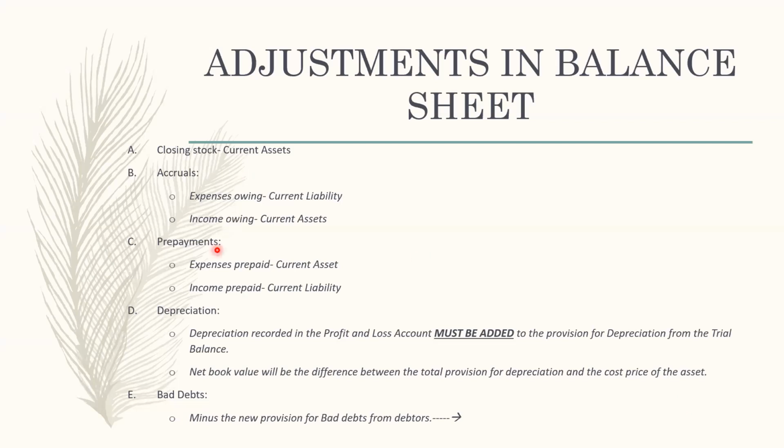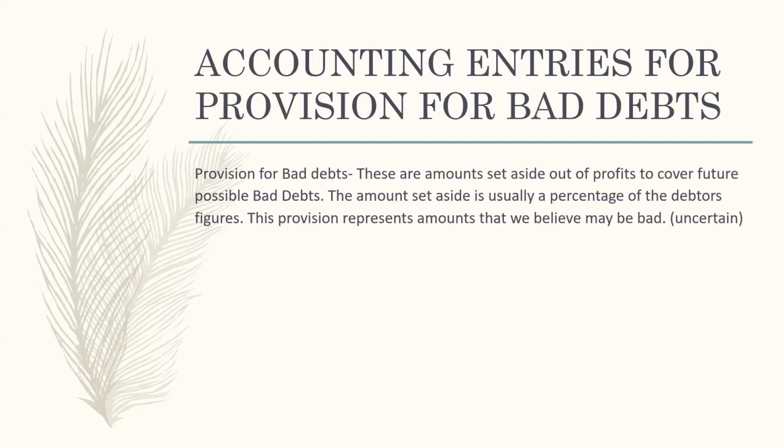So we finished with accruals, with prepayments. Let us look at the bad debts. So first of all, what is a bad debt? We know bad debts are amounts that we are certain that we will not receive from a debtor, and as a result, they are written off as a loss to the business. We should know this by now, all right? Bad debts, we are certain that we will not receive money from a debtor.